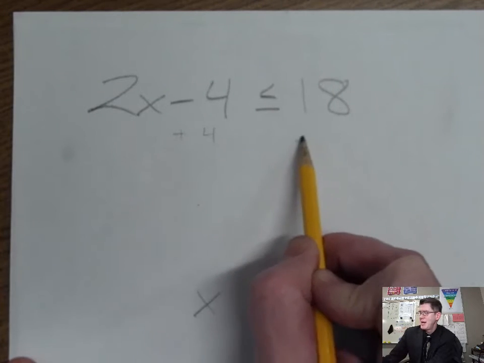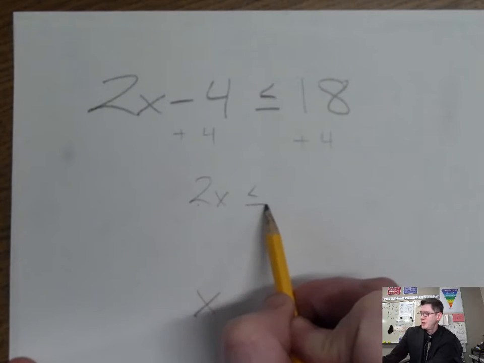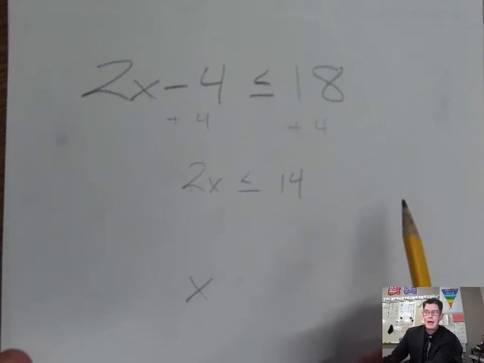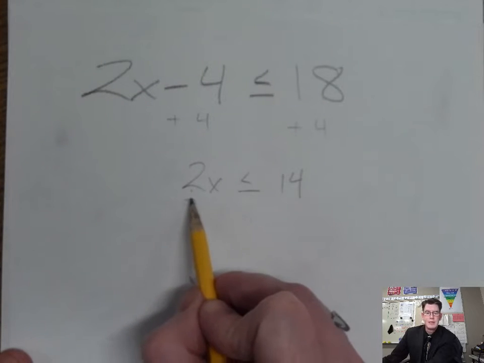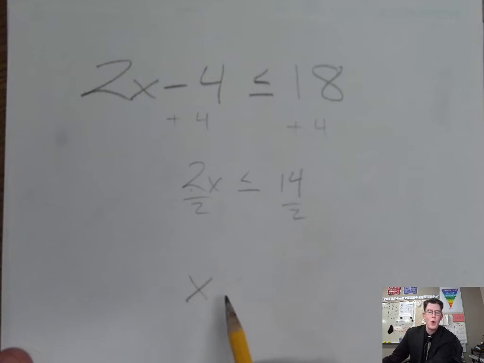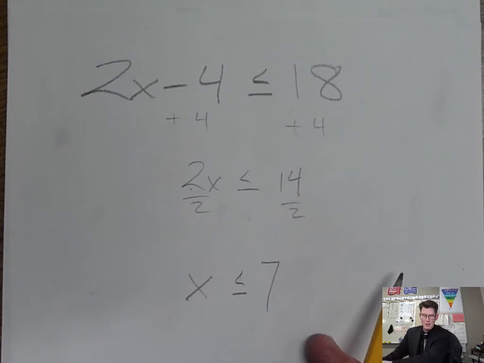You start by undoing any add or subtract first, so that 2x is less than or equal to 14. And then to finish it off, divide both sides by 2, so that x, just 1x, is less than or equal to 7. And that's the process. That's all there is to it, as it were.